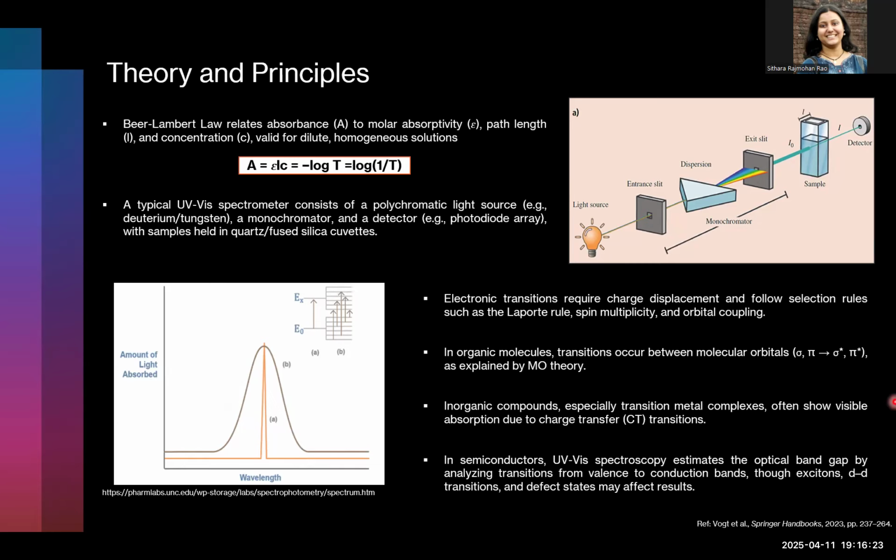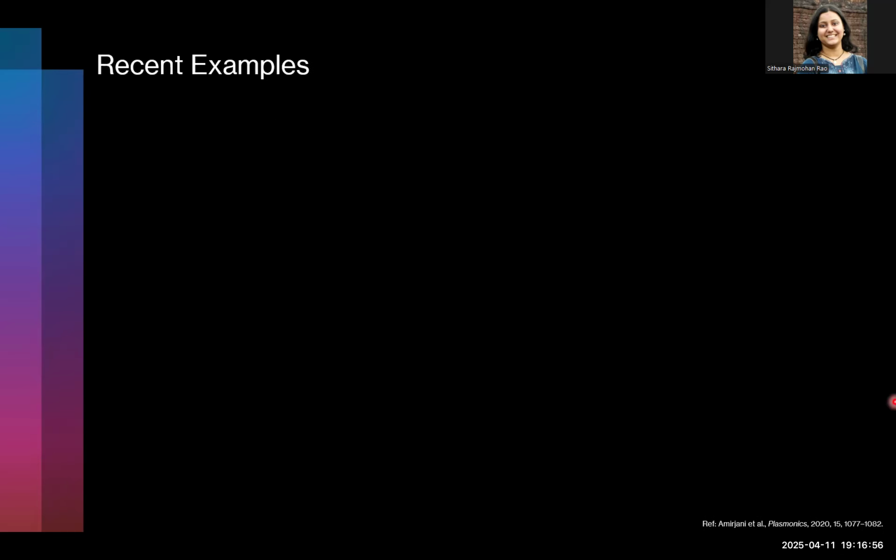In semiconductors, UV spectroscopy can be used to estimate the optical band gap, as it can look at the transitions between the valence band and conduction band, although certain defect states may affect the results. On the left here, we see that a direct electronic transition from E0 to EX results in a sharp peak. However, in a usual UV spectrum we get a broader peak, because the electronic transition is not the only transition that happens; the broad peak encompasses all the other vibrational and rotational transitions that may happen within the electronic regions.